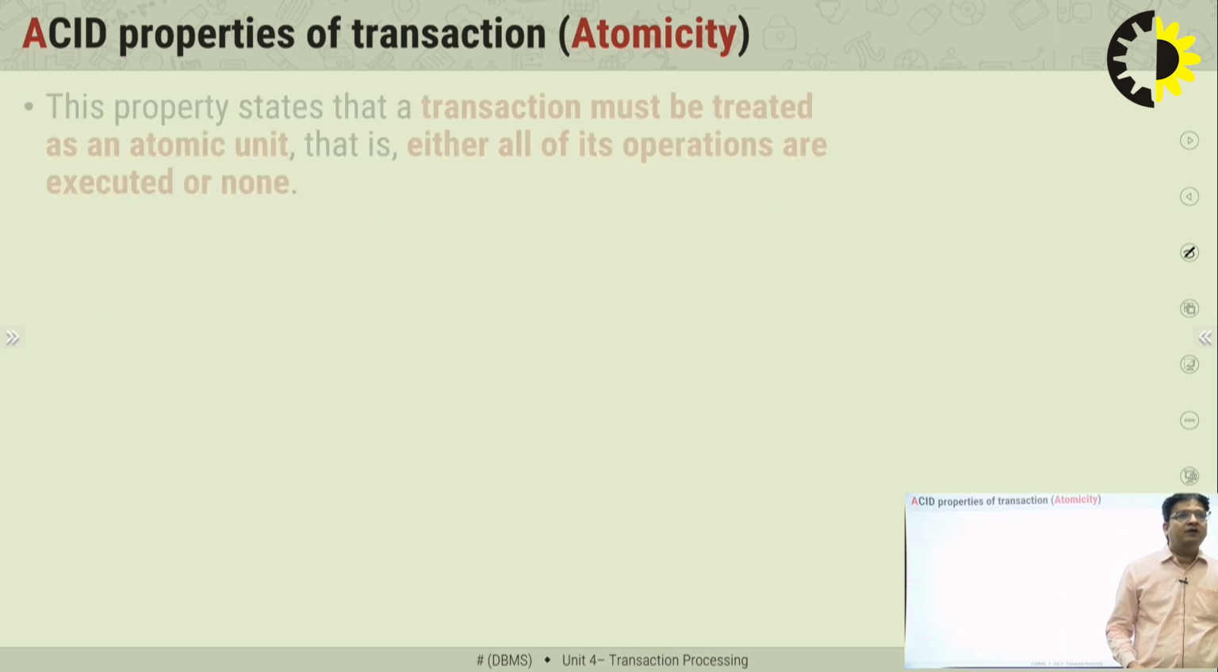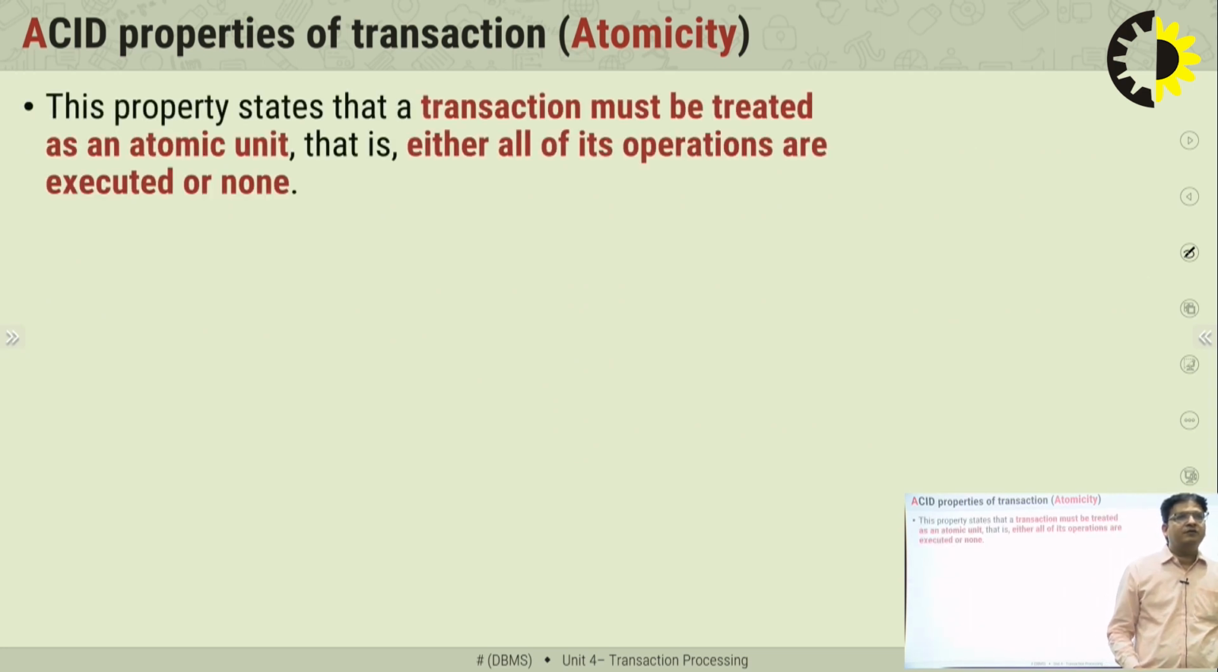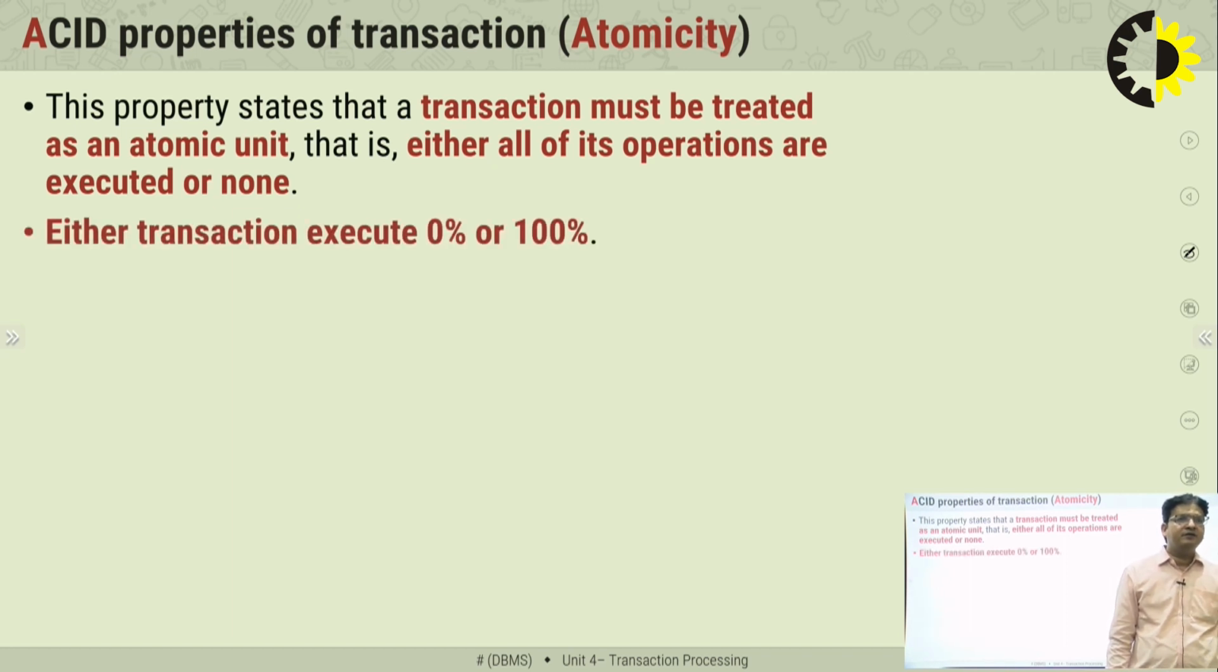Thereafter, we are going to discuss atomicity first. Atomicity means the transaction must be treated as one single atomic unit, that is, an indivisible unit, like an atom. So it is an indivisible unit. Either all the operations are successfully executed or none are. It means either it is 0 or 100%.